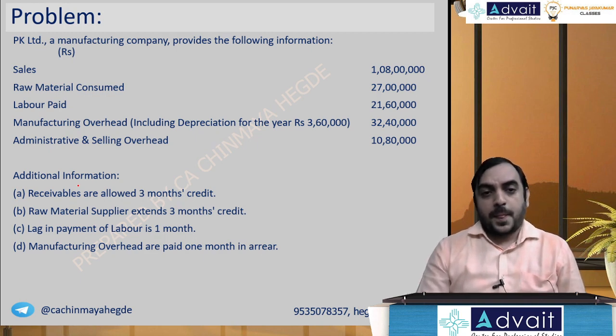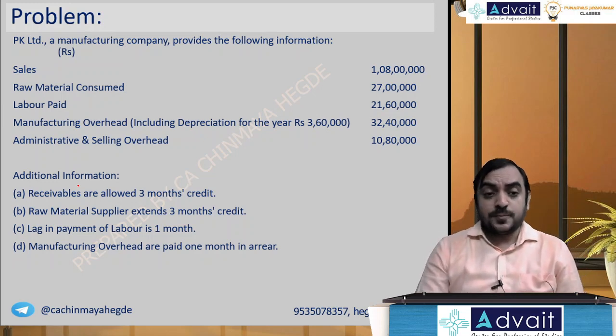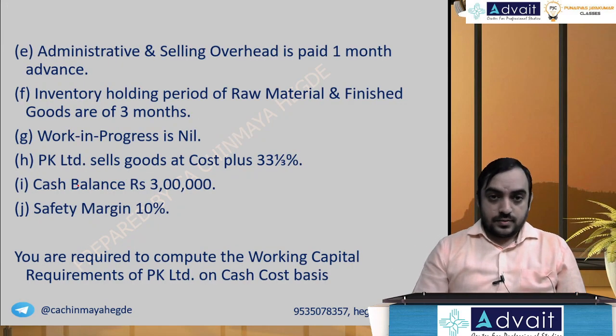Come to this problem. PK Limited, a manufacturing company, provides the following information: sales, raw material consumed, labor paid, manufacturing overhead including depreciation for the year 3,60,000, administrative and selling overhead. Additional information: receivables are allowed 3 months credit, raw material supplied 3 months credit, lag in payment of labor 1 month, manufacturing overheads are paid 1 month in arrear, so 1 month later. Admin and selling overhead is paid 1 month in advance.